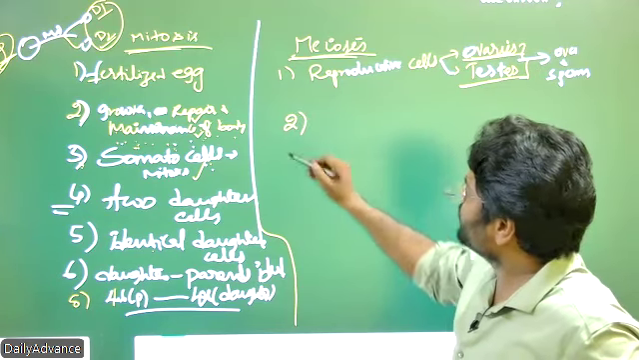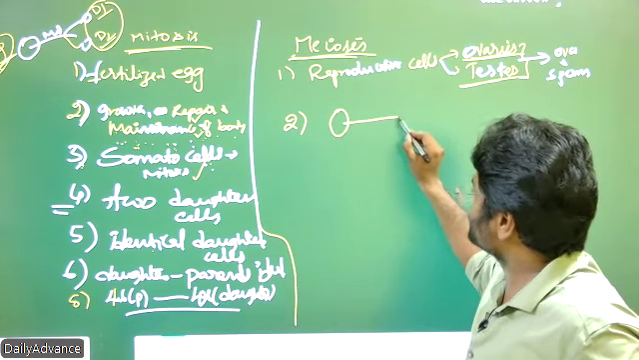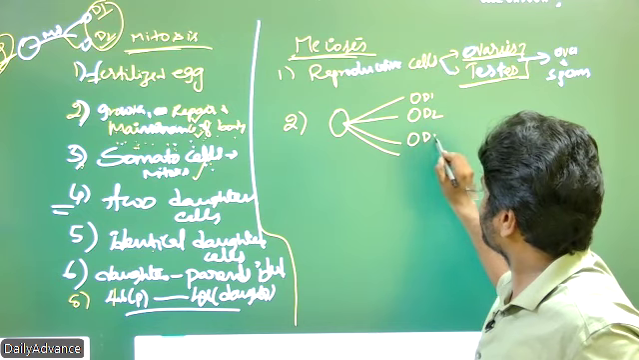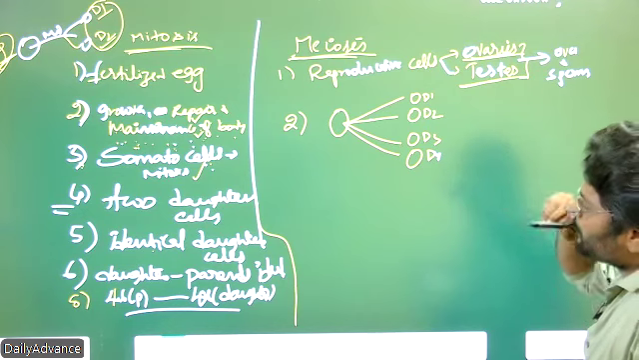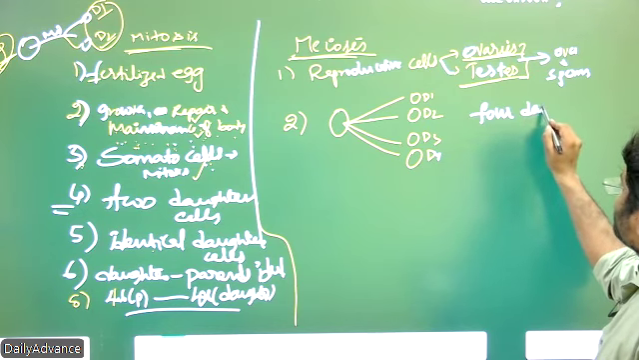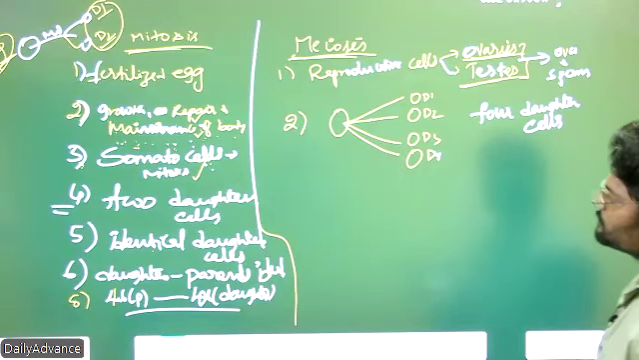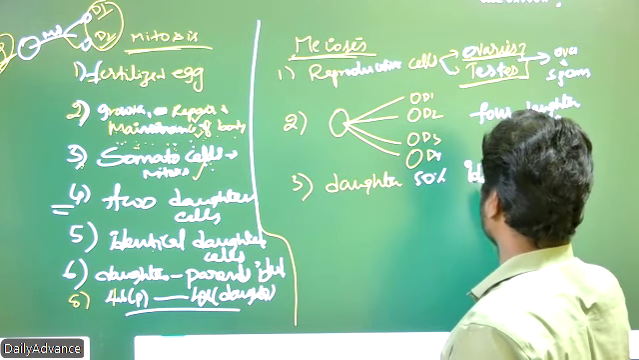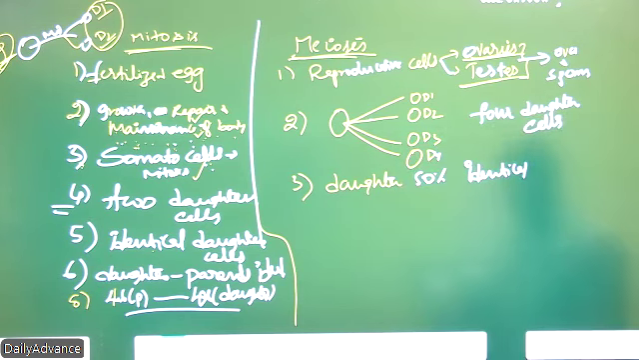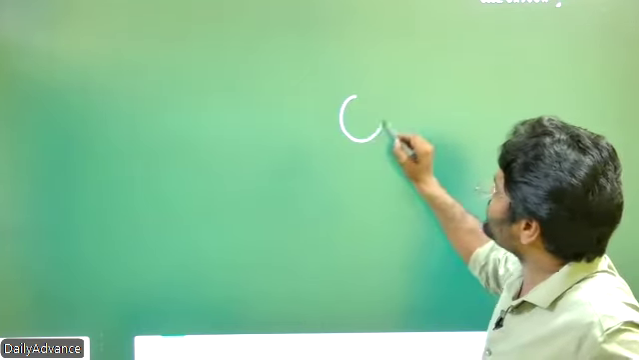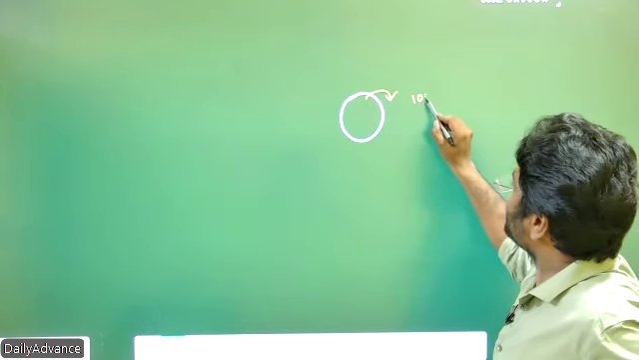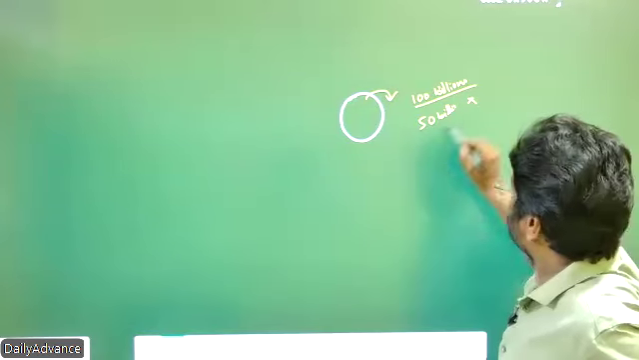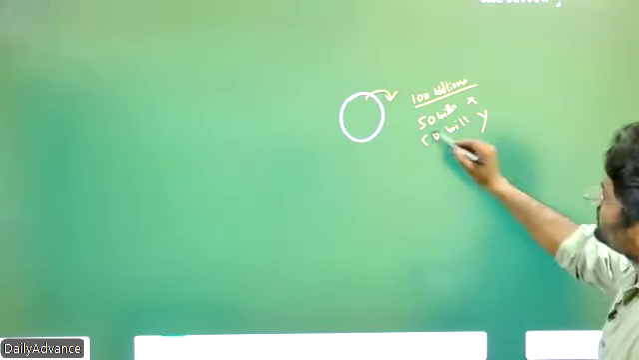The second point: if a single cell undergoes meiosis, it produces four daughter cells. Here, the daughter cells are 50% identical. What do I mean by 50% identical? Suppose a person produces 100 billion sperms in a single instance. 50 billion sperms contain X and 50 billion contain Y. That means it is a 50-50 ratio.